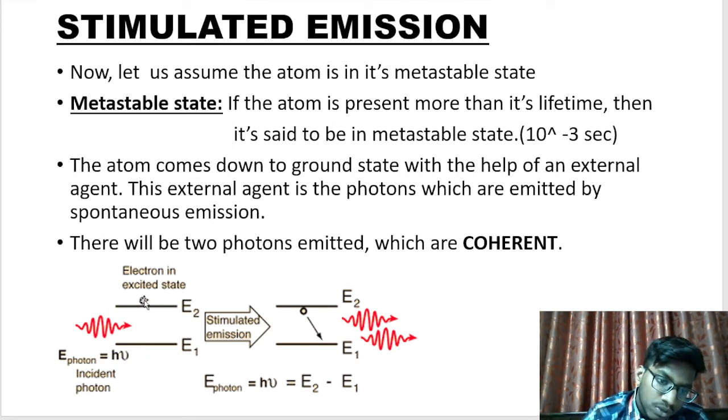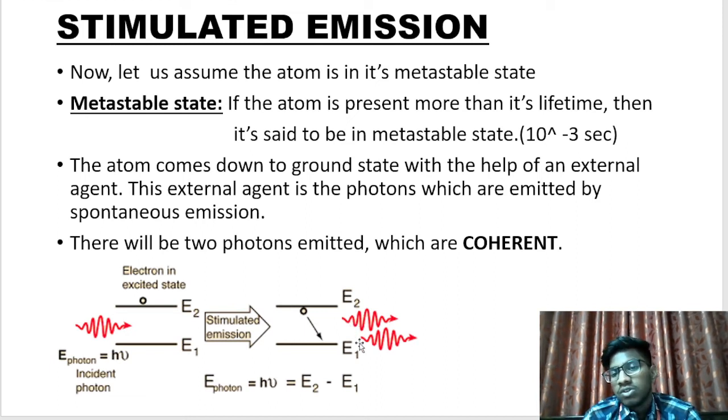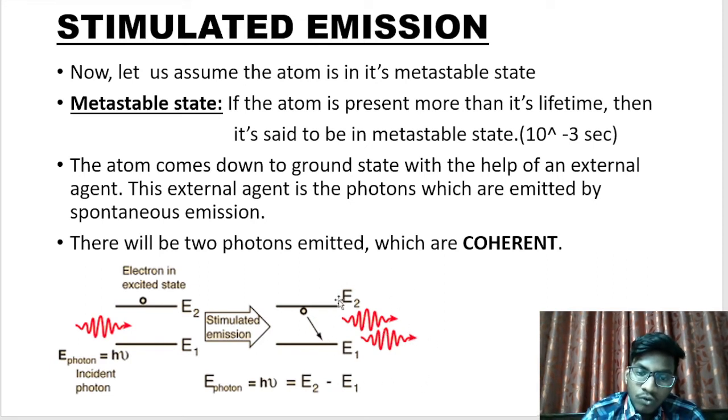During this process, when it is coming down to the ground state, the atom also releases a photon of energy h mu. So after the stimulated emission, the output will be 2 photons having energy h mu, and this h mu will be equal to the difference between the energy states, that is E2 minus E1. The laser is mainly produced due to this stimulated emission. Here we can see the combined diagram of stimulated absorption, spontaneous emission, and stimulated emission.